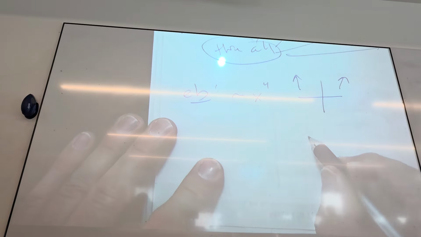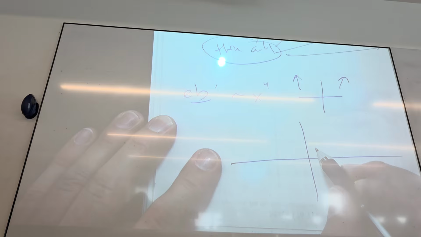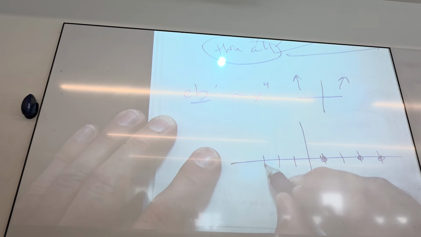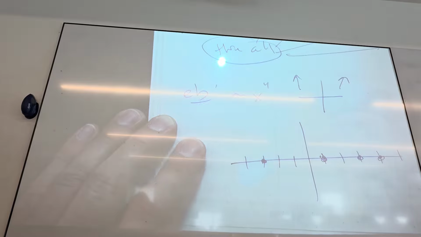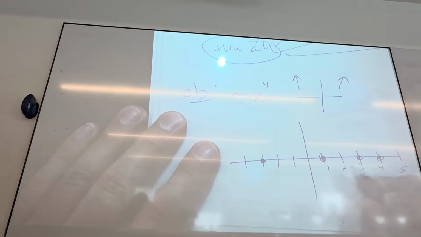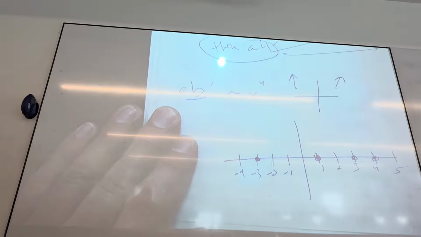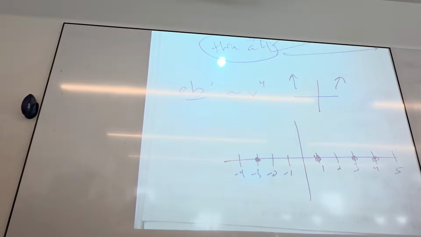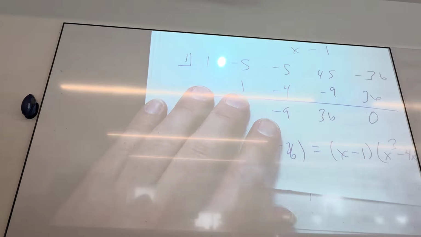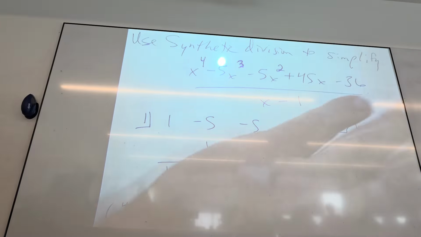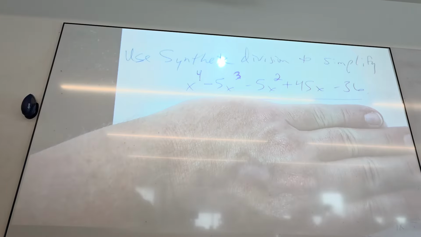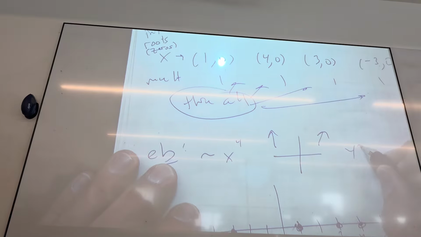So if I wanted to graph this thing, I've got intercepts at 1, 3, 4, and negative 3. What's the y-intercept of this thing? Negative 36. Yes, negative 36. Because when it's in that form, if I make x 0, the only thing left is negative 36. So the y-intercept is 0, negative 36.